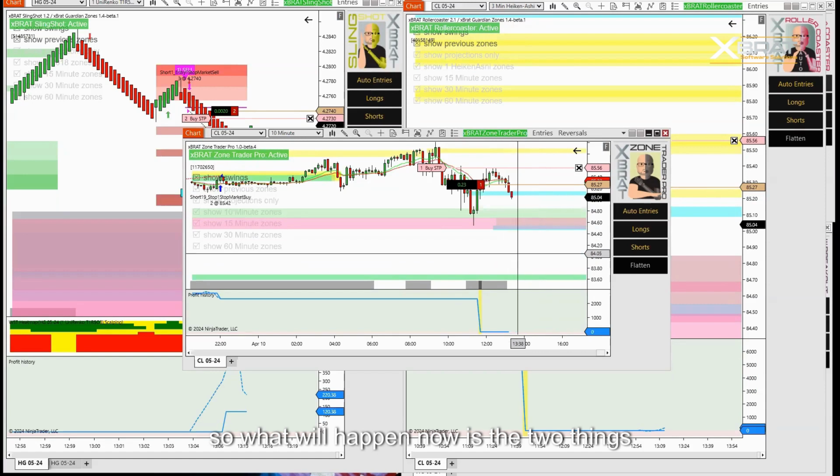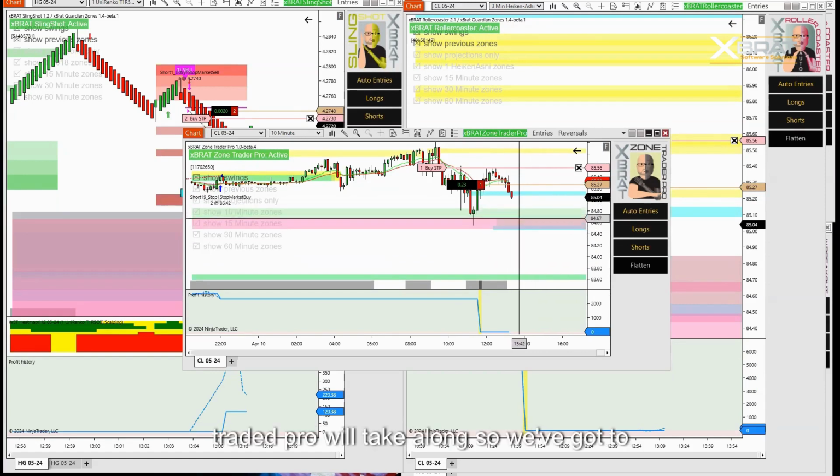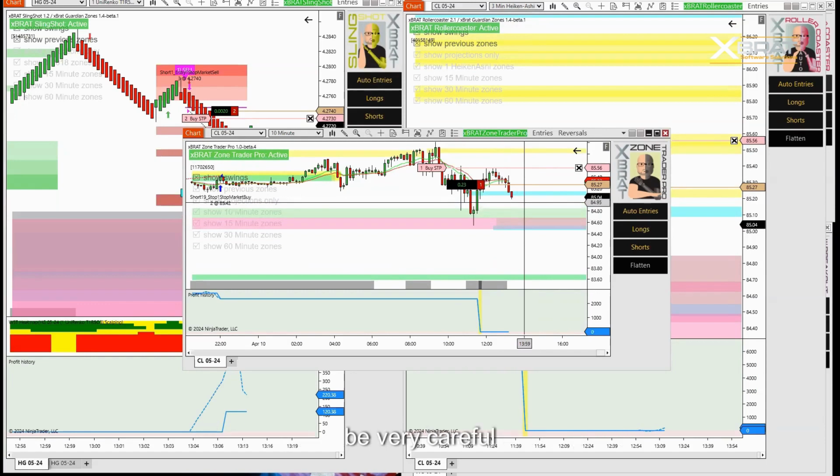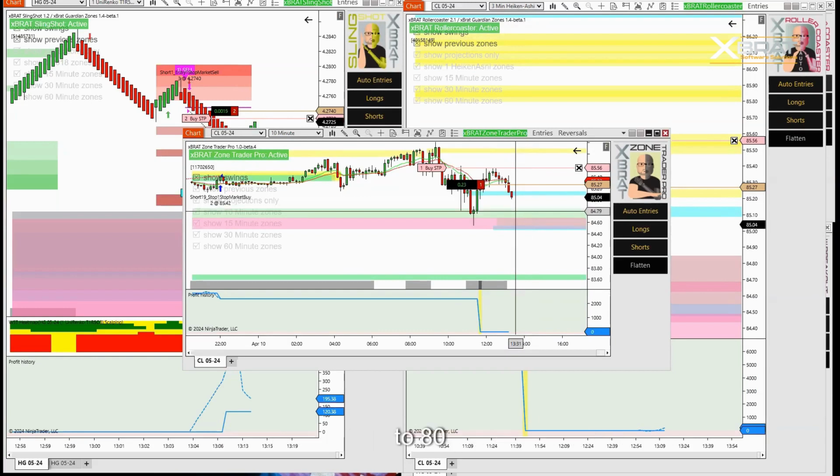So what will happen now is two things can happen. If we find support, the Zone Trader Pro will take a long, so we've got to be very careful. For me, honestly, if we get down to this 84, 86 level to 80, I'm just going to flatten that trade on the roller coaster.